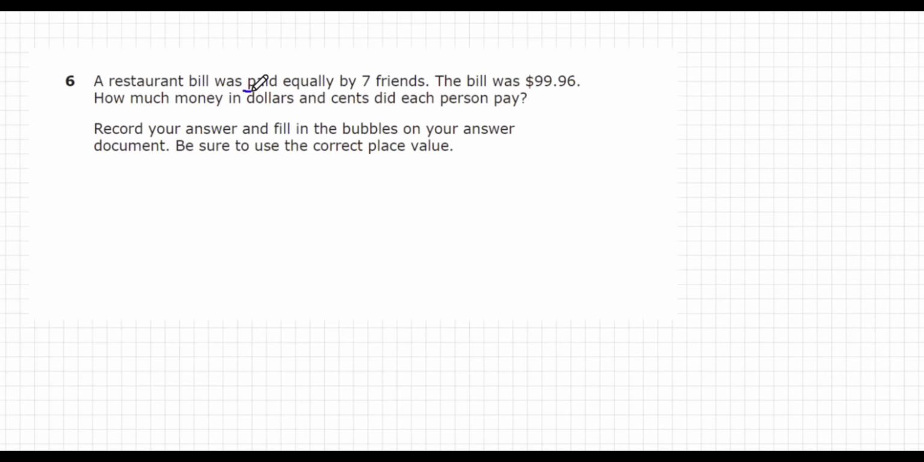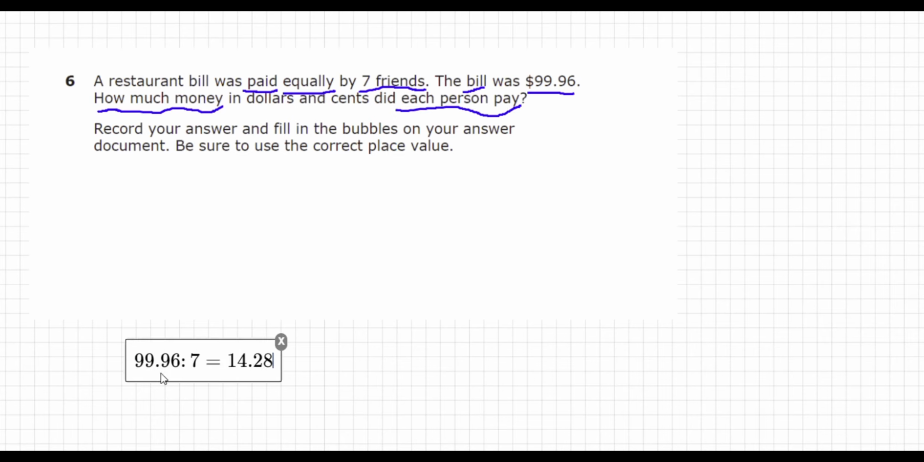Question number 6. A restaurant bill was paid equally by 7 friends. The bill was $99.96. How much money, in dollars and cents, did each person pay? Let's divide $99.96 by 7 to find out how much money each person paid. The answer is $14.28.